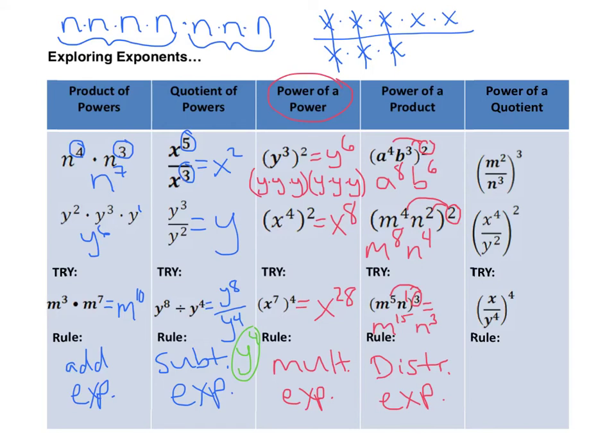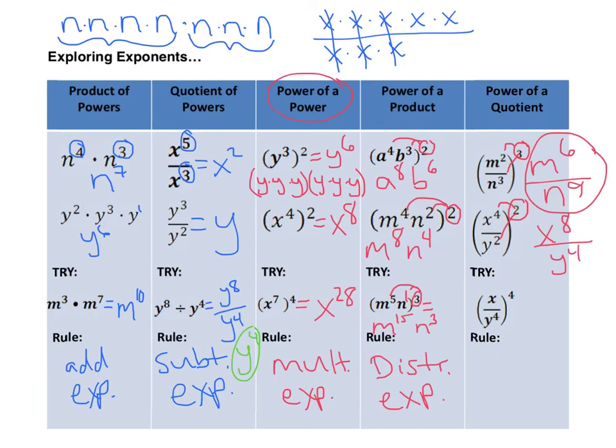So distribute our exponent. Power of a quotient. Same idea as power of a product, except we're distributing to both the numerator and the denominator of this quotient here. Well, I'm going to take that 3, distribute it to the 2 and the 3, so I'm going to have m to the 2 times 3 is 6, and n to the 3 times 3 is 9. There we go. Okay, the next one, x to the 4th over y squared, all to the 2nd power. Take that 2, distribute it. We get x to the 8th over y to the 4th.